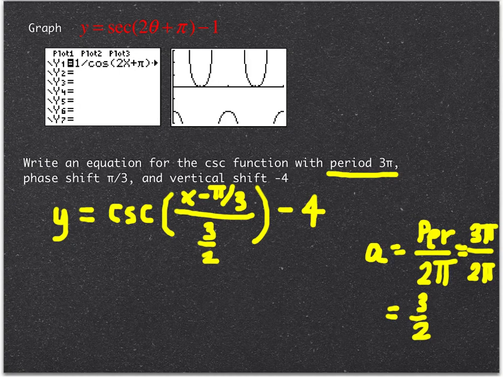Now you could pretty this up a little bit. Instead of dividing by 3/2, you could multiply by 2/3, and it would look a little bit nicer, but I think it's better just to leave your full equation like this, because then we can pick out and easily name all these features of the graph.